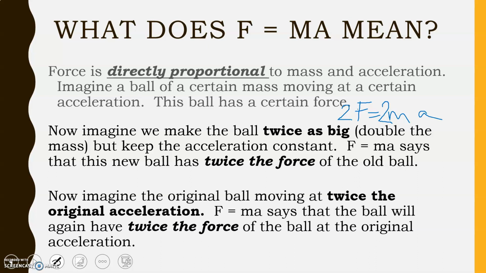Or imagine that this original ball is moving at twice the original acceleration. So again, original equation, F equals ma. And this time, it's twice the amount of acceleration. So times twice the amount of acceleration. So this equation says that the ball will again have twice the force, because what we do on one side we have to do on the other. This equation is always going to be balanced. The force is always going to be equal to the mass times whatever the acceleration is.